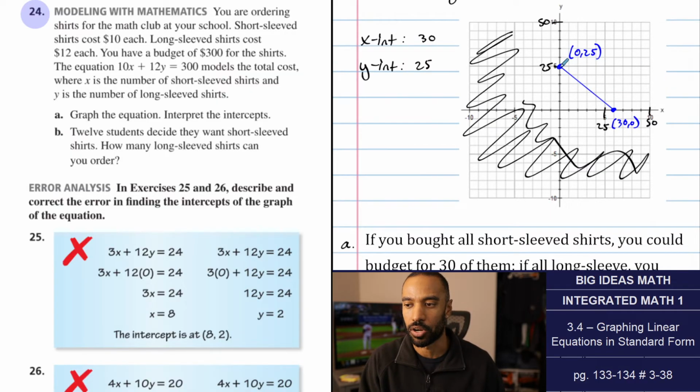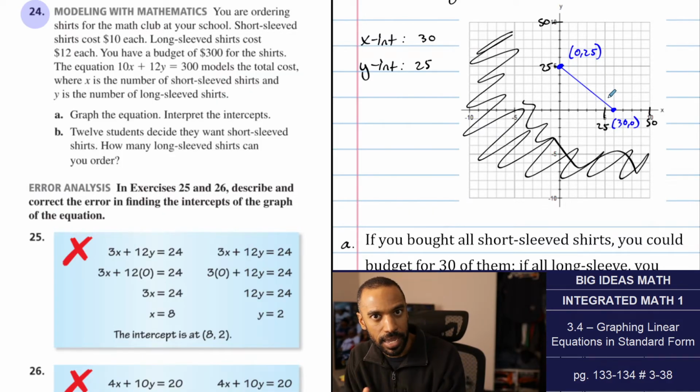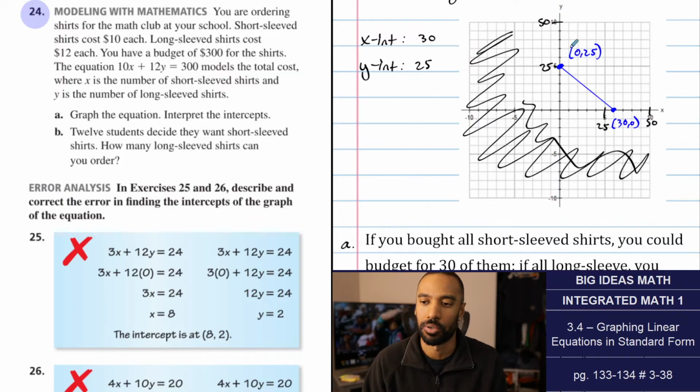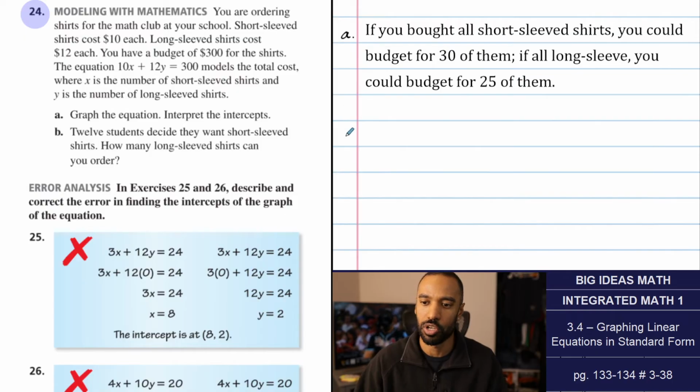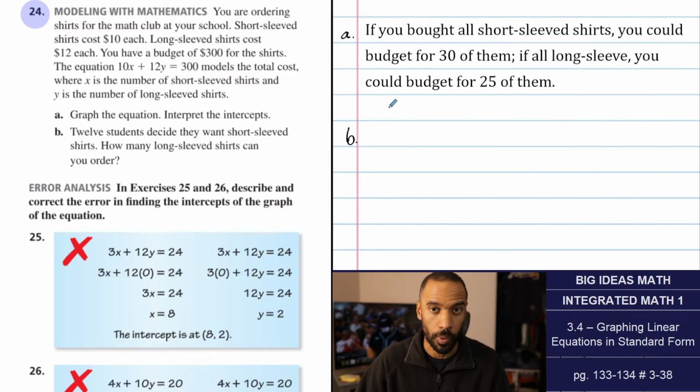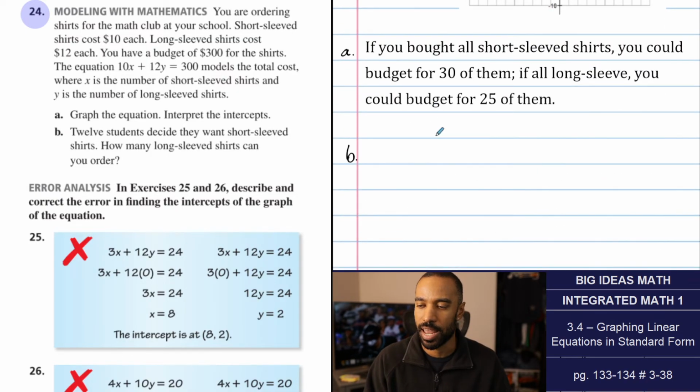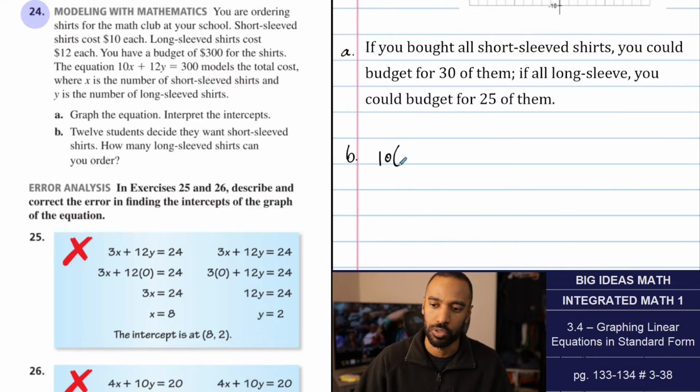So that means there could be other ones, like X could be 18 and Y could be whatever. And that would be a totally different scenario. So here they say 12 students decide they want short sleeve shirts. So for part B, we're going to say it when X equals 12. So our equation, 10x plus 12y equals 300. We're going to do 10 times 12 plus 12y equals 300.